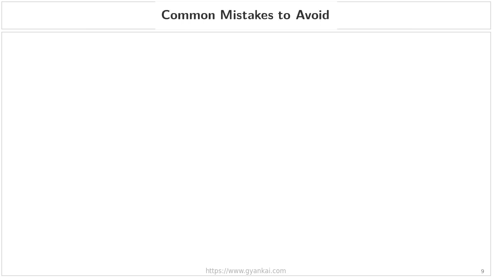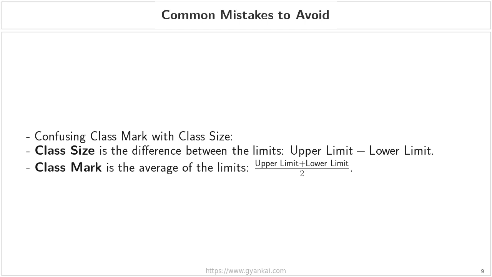Common mistakes to avoid. First, a very common mistake is confusing the class mark with the class size. Remember, the class size is the difference between the limits, which means you subtract the lower limit from the upper limit. However, as we practiced in the previous examples, the class mark is the average of the limits, which means you add the upper limit and the lower limit together, and then divide that sum by 2. Don't mix up subtraction with addition.